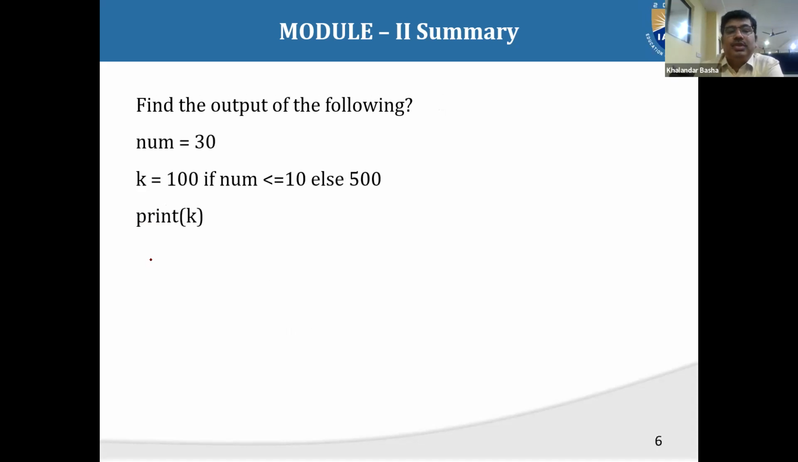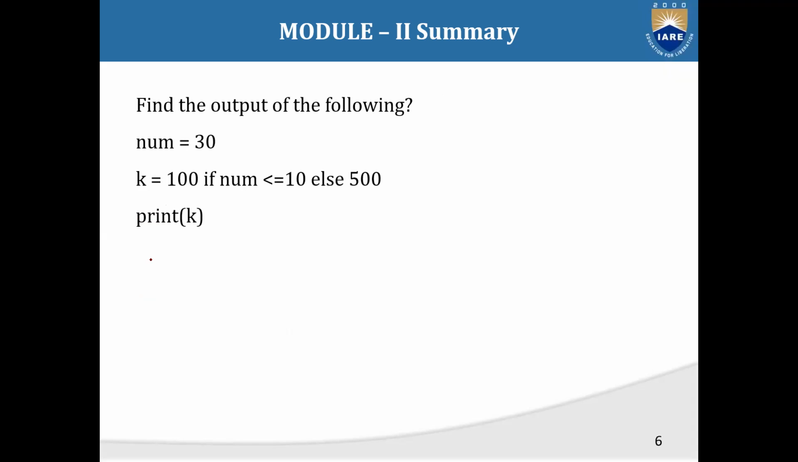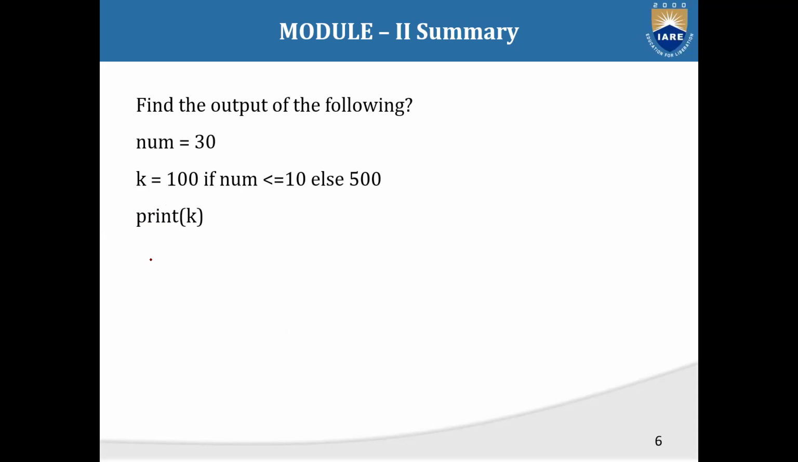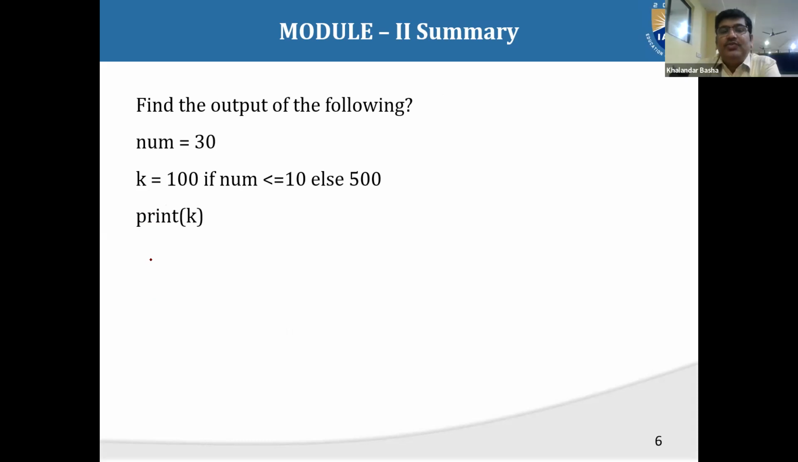Now, what type of operator are we using here? Ternary operator. It is a ternary operator. Now tell me what is the output? What is the value of K here? Num is equivalent to 30. Num is a variable that we are assigning to 30. K is equivalent to 100 if num is less than or equivalent to 10, else 500. Print K.